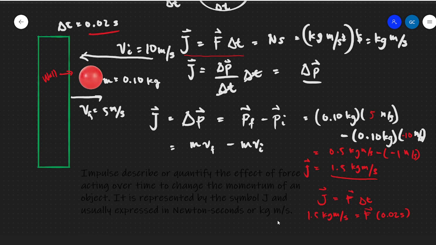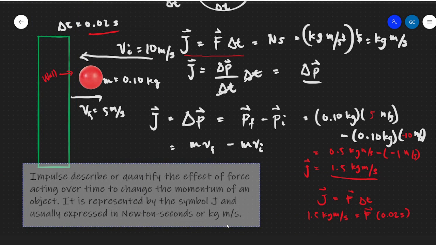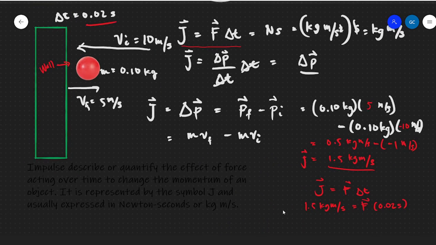Wherein our force will actually be equal to 1.5 kilograms meters per second divided by our 0.02 seconds. As you may see here, you will have second square here. So we'll have 1.5 divided by 0.02. So that will be equal to 75. So we will have here 75 newtons or 75 kilograms meters per second square.